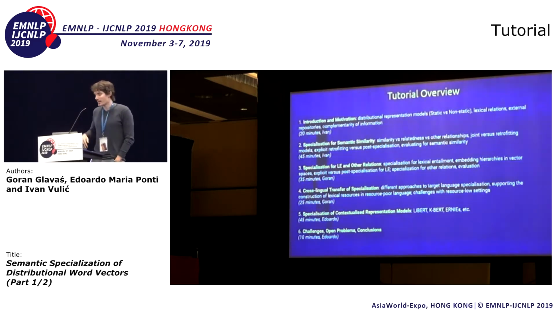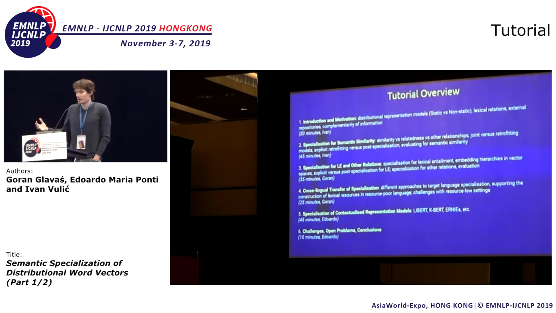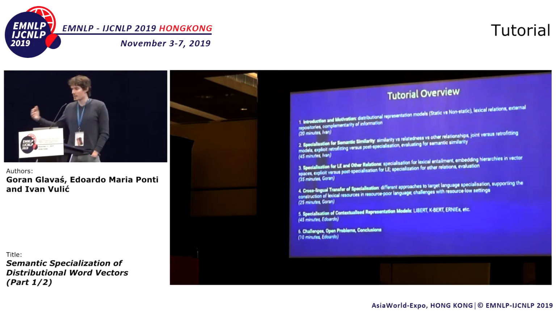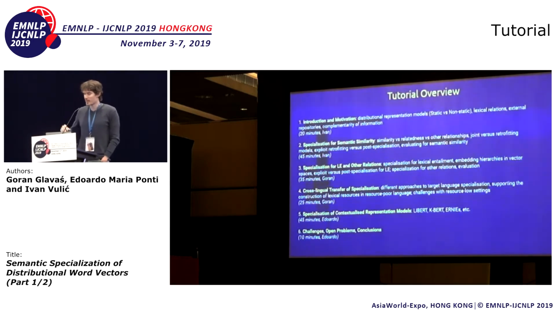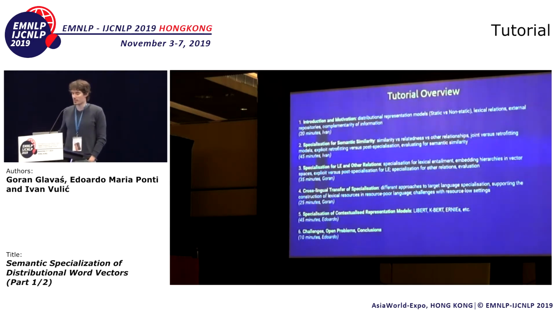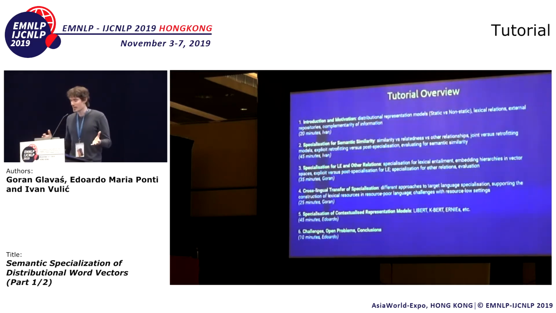So quickly, the tutorial will first introduce the need to specialize distributional representation models, both static and non-static, contextualized ones. We'll briefly cover some of the main lexical relations, external repositories, and why we need both. This will be an easy part. Then we'll switch to specialization for the symmetric relation of semantic similarity, and we'll do a typology of different models that do this sort of specialization.